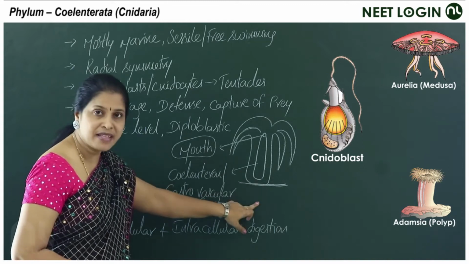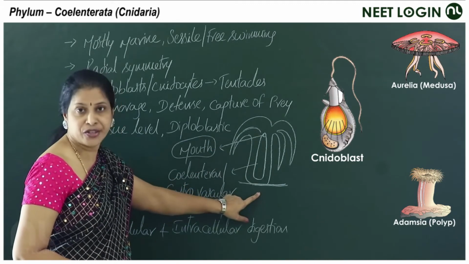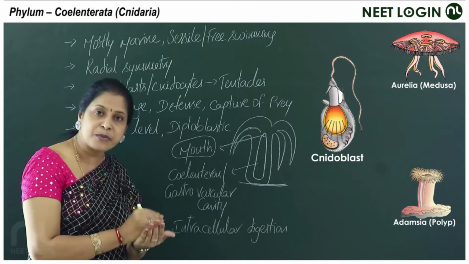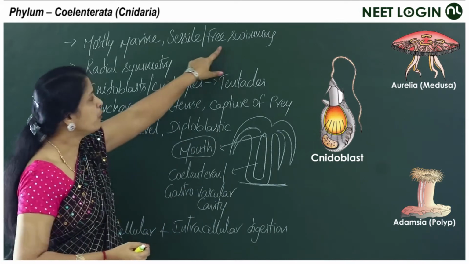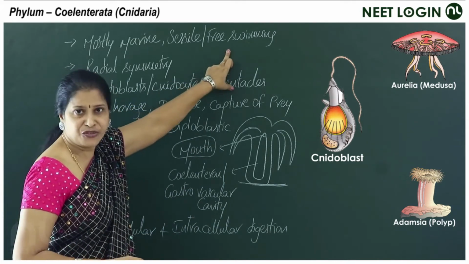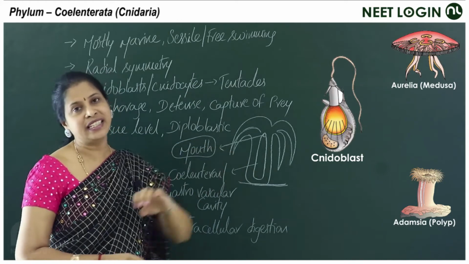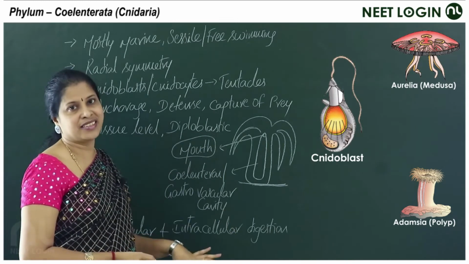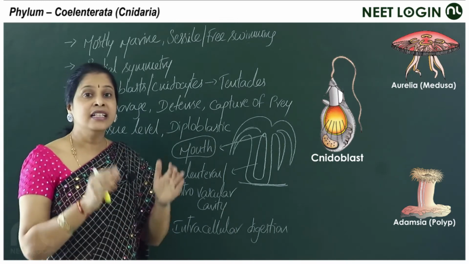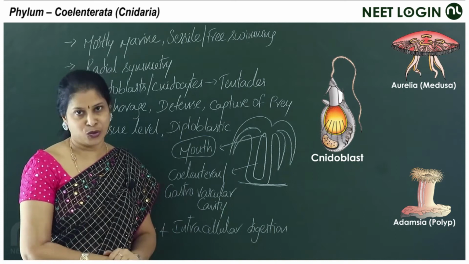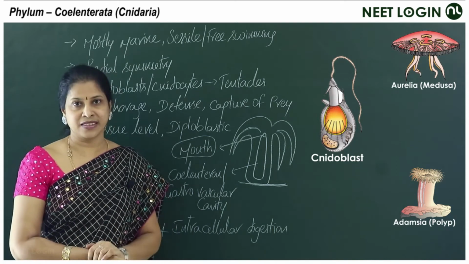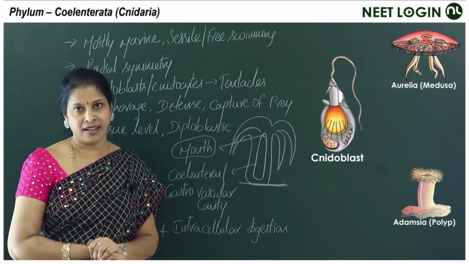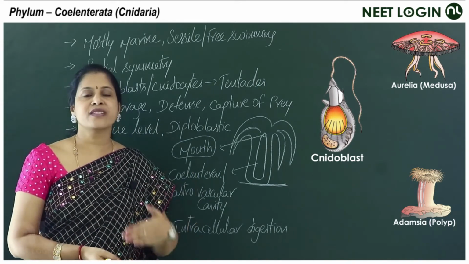Some are sessile, like the picture which I drew over here, the hydra. They are attached to the substratum. And some are free swimming, like jellyfishes, which swim freely in the water. And these cnidarians, you know well, are the earliest eumetazoans, I mean the true animals. Kingdom Animalia is also referred to as metazoans. So, the first metazoans are the poriferans.